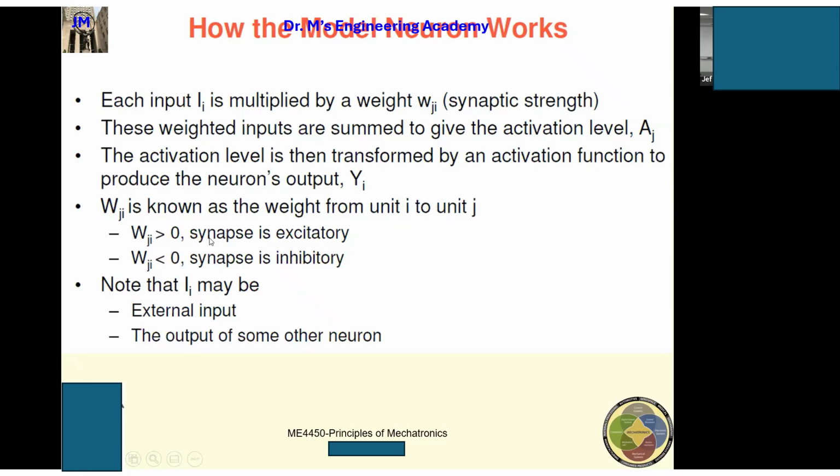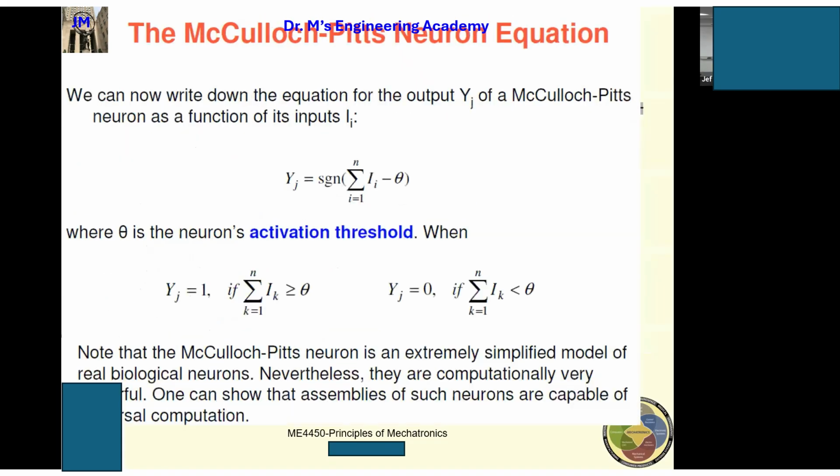If W_ji is greater than 0, it is excitatory. If W_ji is less than 0, it is inhibitory. Note that I_i may be an external input or the output of some other neuron. So this input for this neuron might be an external input, or from the output of other neurons. Okay, guys? So this is how it works.